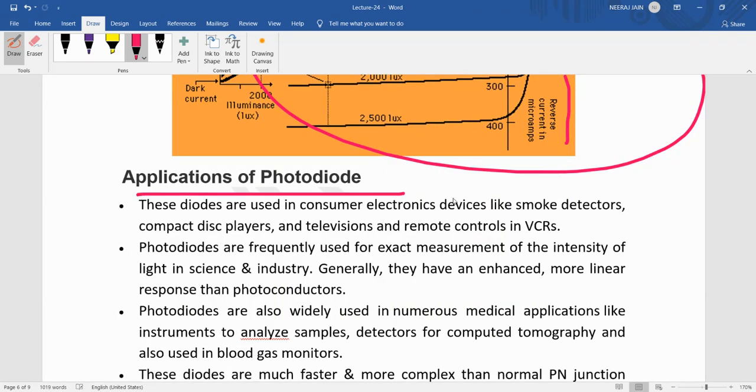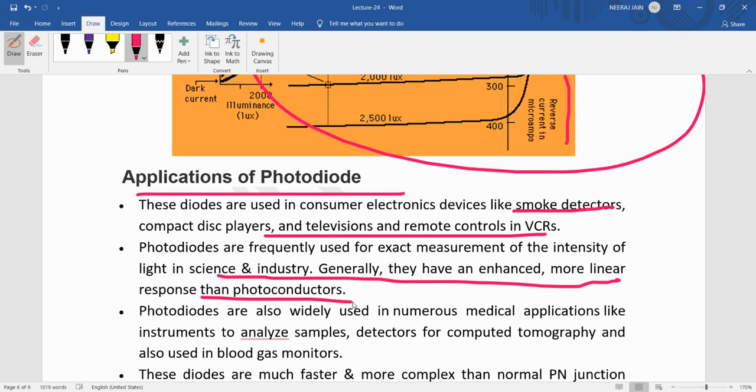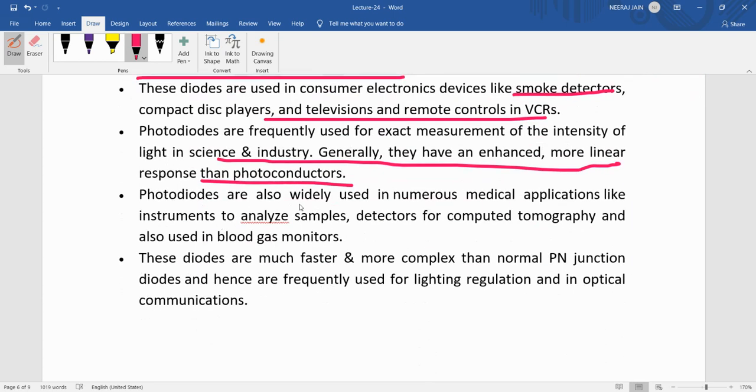Applications: there can be several applications like smoke detectors, VCRs, televisions, and measuring intensity of light in science and industry. They have an enhanced, more linear response than photoconductors. Photodiodes are also widely used in numerous medical applications, analyzing detectors, tomography, etc.